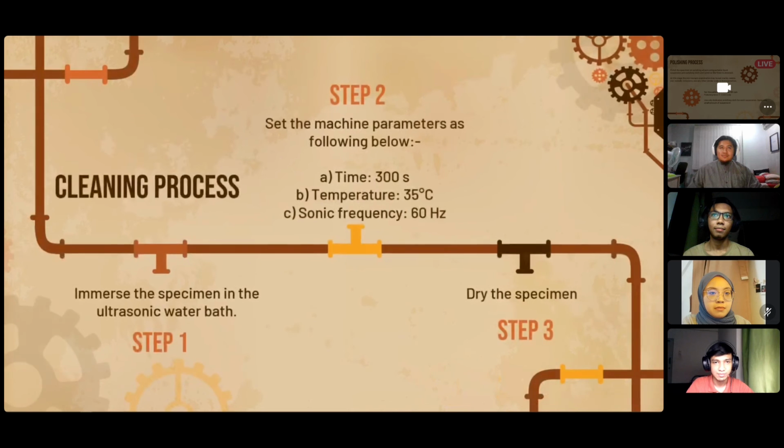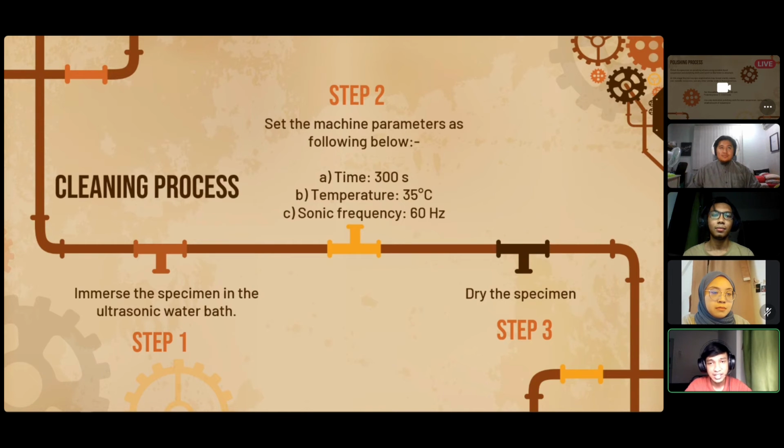For the cleaning process, Step 1, immerse the specimen in the ultrasonic water bath. Step 2, set the machine parameters as follows. For the time, 300 seconds. For the temperature, 35 Celsius. And lastly, sonic frequency, 16 Hertz. And for Step 3, dry the specimen.